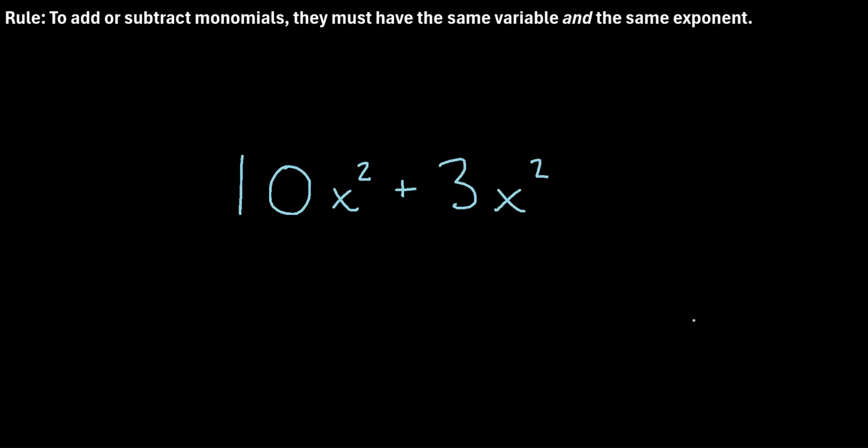In this video, we will talk about how to add and subtract monomials. So here's the rule that we need to keep in mind. To add or subtract monomials, they must have the same variable and the same exponent. So with that in mind, let's check out a few examples of how to add and subtract monomials.